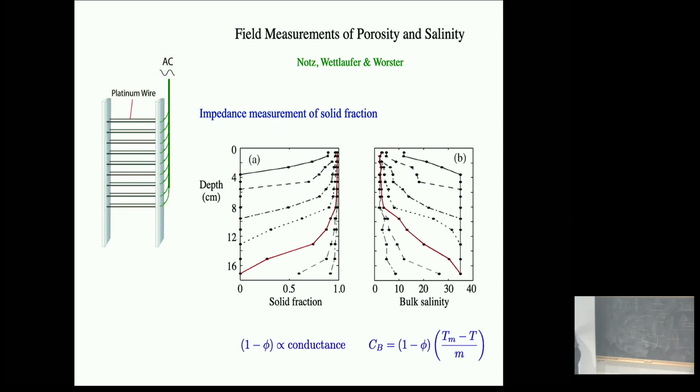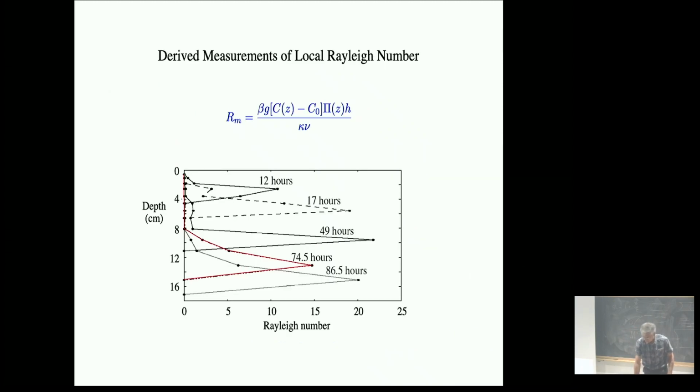Everything is happening in this lower portion of the sea ice, and we get this variation in bulk salinity from the region where we've had lots of brine drainage to the ocean values here. Okay. So once we have these two quantities, we can compute the local Rayleigh number. Okay. So here it is. We can determine it from our data.